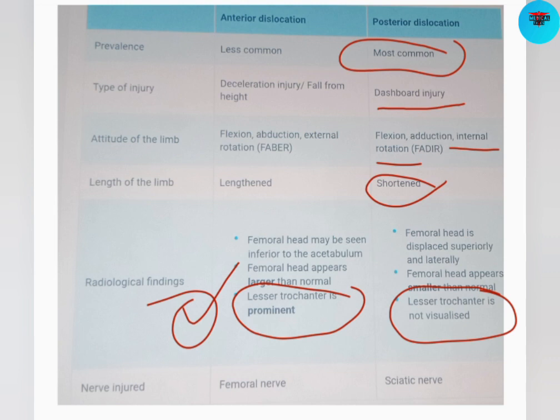Okay, so in anterior dislocation there will be a femoral nerve injury, and in posterior dislocation there will be a sciatic nerve injury. Okay, so these are the main differences. The important differences are in the type of injury, attitude of limb, which is shortened, which is lengthened, and radiological findings. These are very important points.